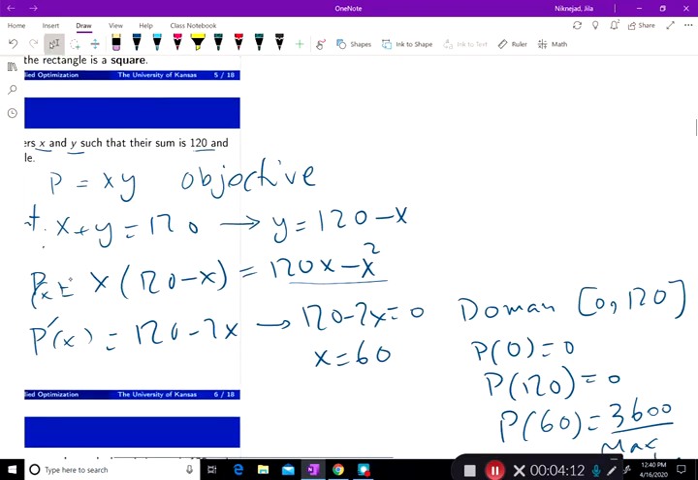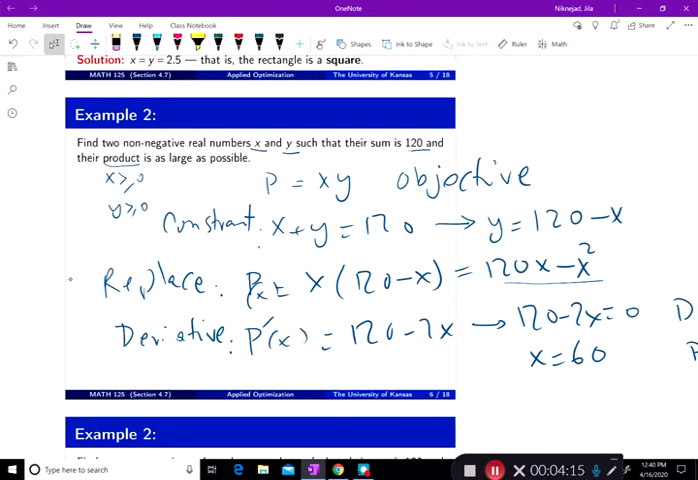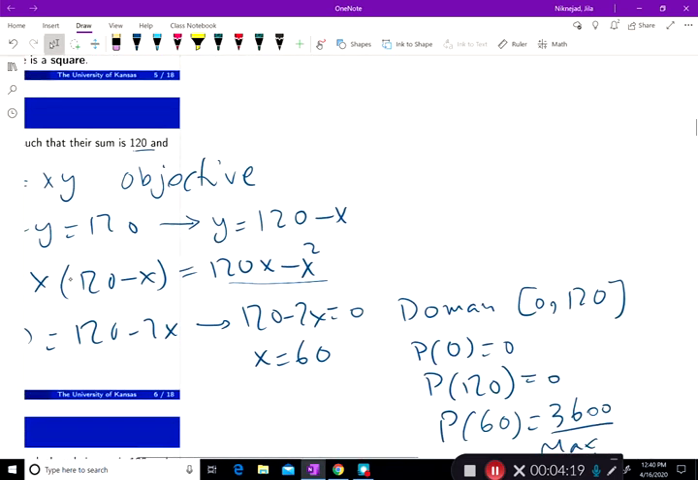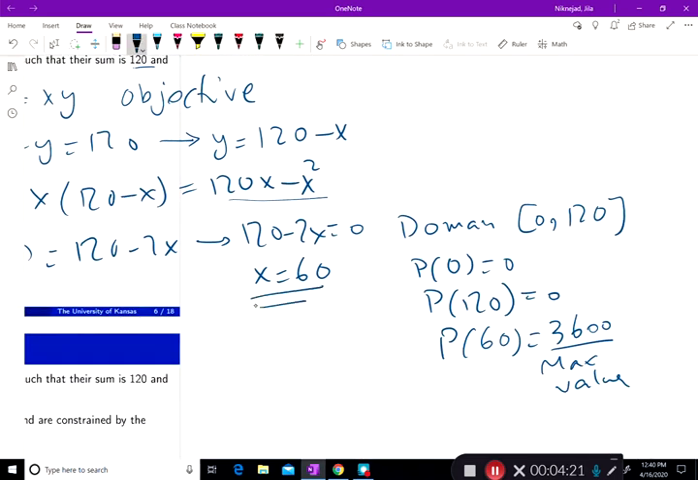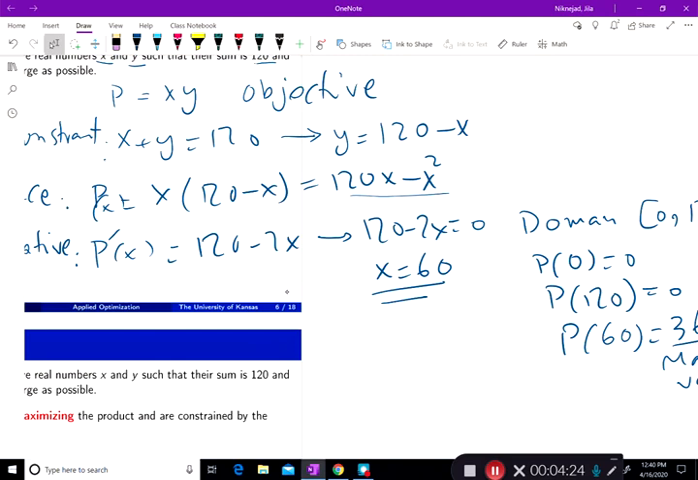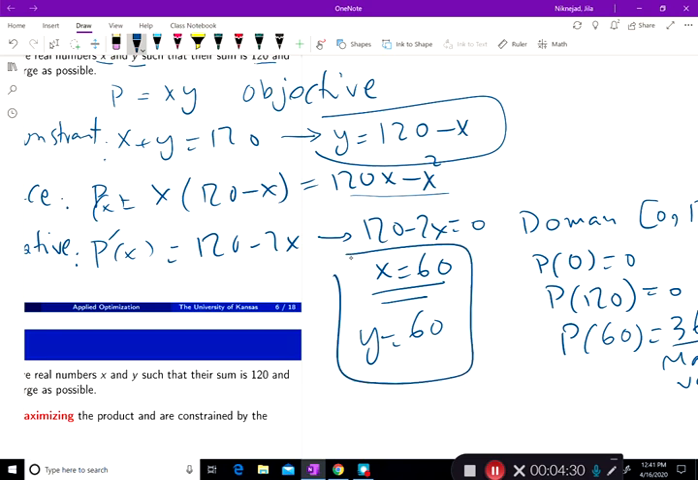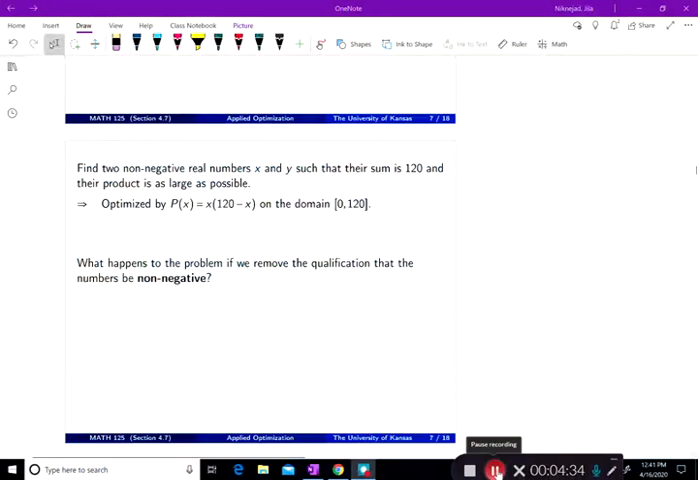And the question is asking, find two non-negative real numbers, x and y. And so I found x over here, use the equation for y when we solved for y to find y. Y is going to be also 60. And these two are the answers. So we figured out how to solve example 2 when x and y were two non-negative numbers.